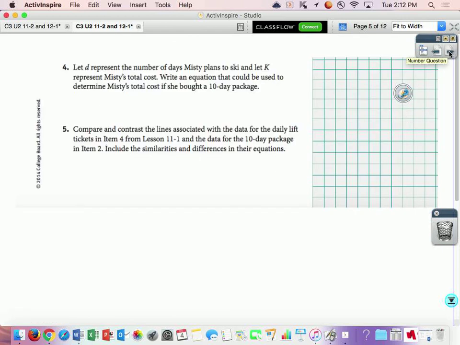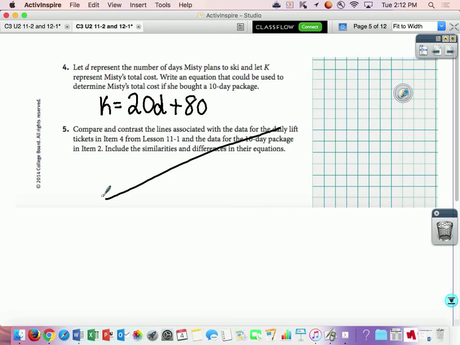Alright, let D represent the number of days Misty plans to ski, and let K represent Misty's total cost. Okay, so this is the total, so it's going to be K equals. She is buying this for $20 a day. When we do $20 per or $20 each, that is telling us that that's where our variable goes. So we're going to put 20 and then D. Did it say D? Yes, 20D because it's $20 a day. And she started out with $80. So it says compare and contrast the lines associated with the data for the daily lift tickets in item 4. Okay, so we're not doing that.